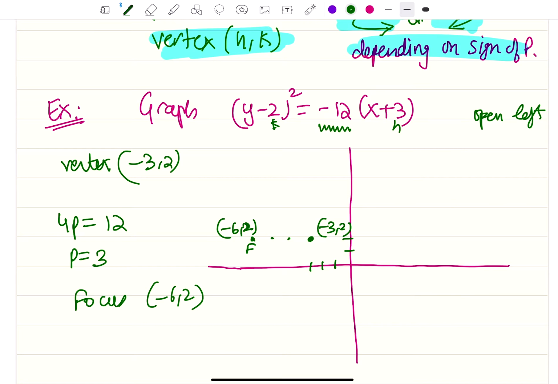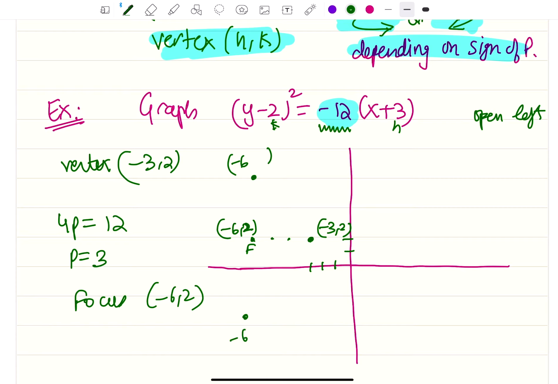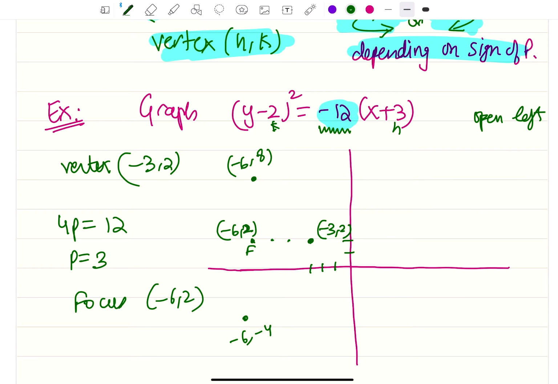And at the level of the focus, my parabola will be 12 units wide altogether. So 6 to the left, 6 to the right. When we go up and down, our x coordinate does not change, but the y coordinate changes. So x is still going to be -6, and if I go 6 above, I would be at y = 8. 6 below, I would be at -4. And that's how my parabola is going to look in this case.